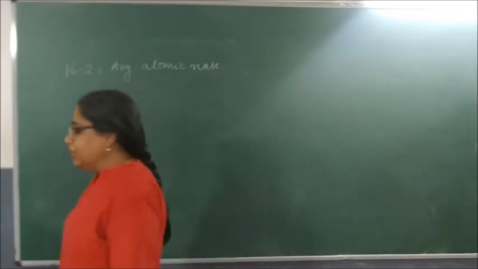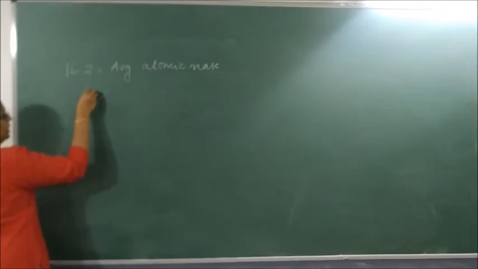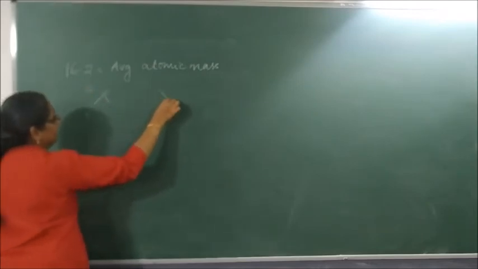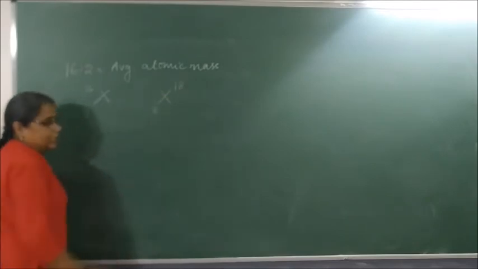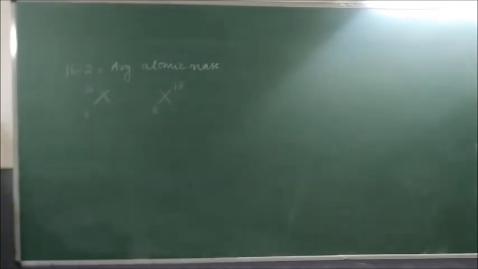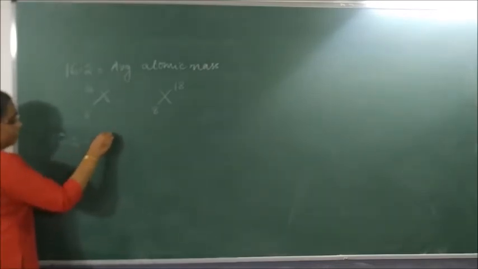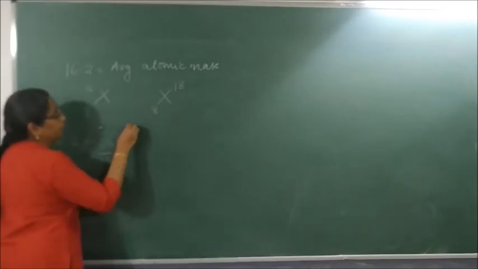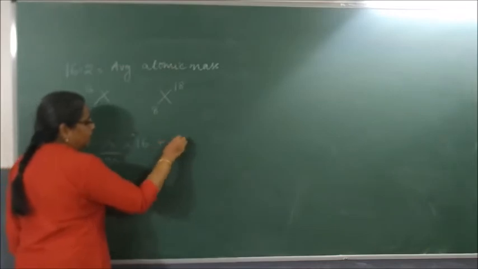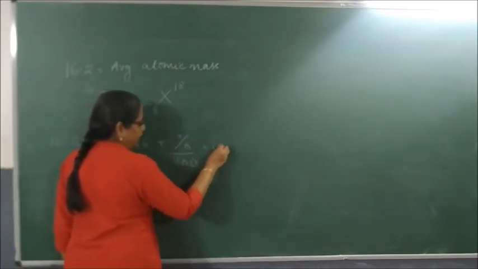What are the two isotopes of X? The first isotope is X 16 and the second is X 18. Okay, these are the two isotopes. So what is my formula? My formula is 16.2 is equal to percentage by 100 into 16 plus percentage by 100 into 18.